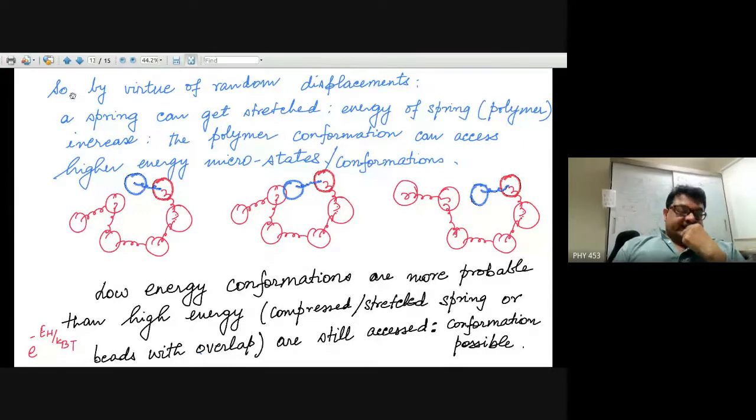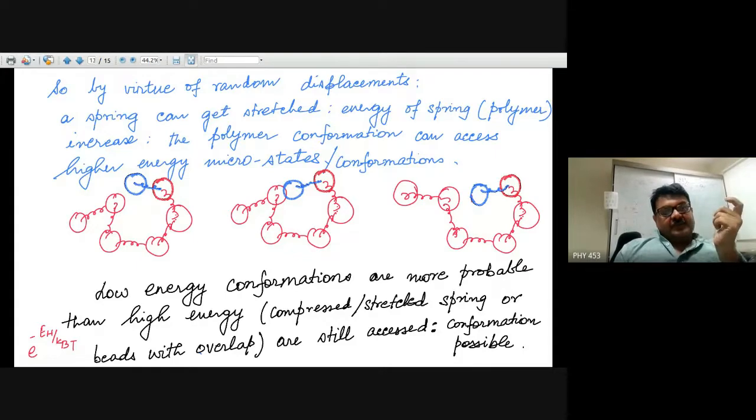So what is the method? By virtue of random displacements, you are moving each monomer at a time, choosing a monomer at random, giving it a random displacement. By that, you are modeling diffusive motion of each of these monomers subject to the constraint of no overlap between particles, and spring length can fluctuate only as decided by kappa. So by virtue of random displacement, a spring can get stretched, the energy of a spring or a polymer can increase, and the polymer conformation can access higher energy microstates or conformations.